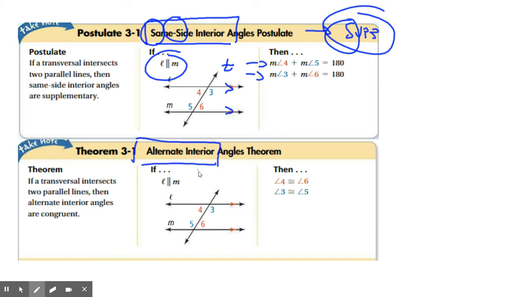Your alternate interior angles are going to be congruent. In this case, we're still looking at these 4 angles, but now we're going on either side of your transversal. So 4 and 6 are congruent, and 3 and 5 are congruent. And again, remember, think obtuse and acute. 4 and 6 are your acute pair. 3 and 5 are your obtuse pair. When you're looking at these same side interior angles, 4 and 5 are an acute and an obtuse pair. They would be supplementary. They could add to 180.